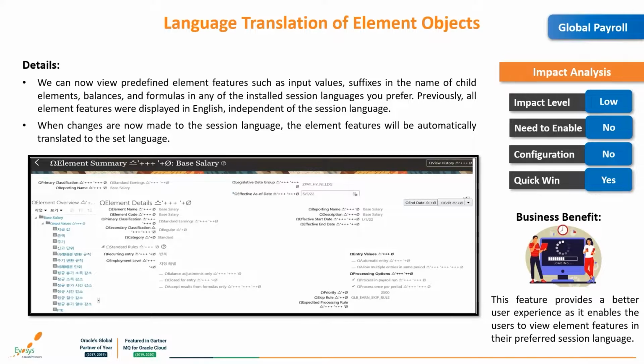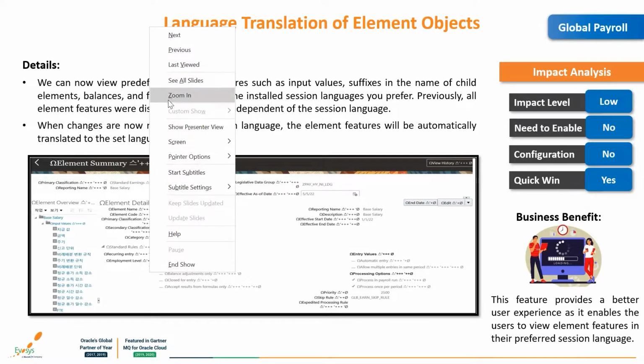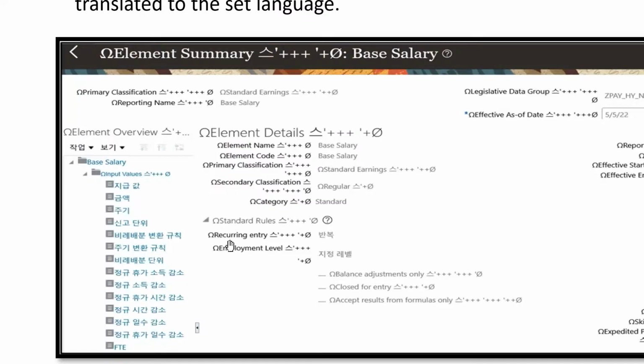For example, if we go through this particular screenshot here, all the values are shown in Korean. So a Korean language pack is installed, and when the user sets the session language to Korean, the element input values get automatically translated to Korean. And if you see, only the predefined element input values are translated. The custom element values still remain in English. Also, the element name is not standard, so the element name is also displayed in English.